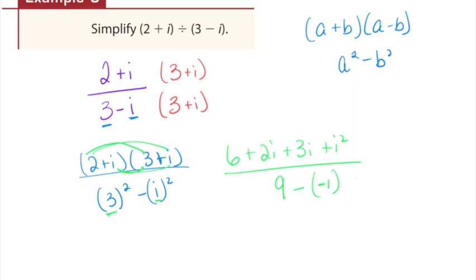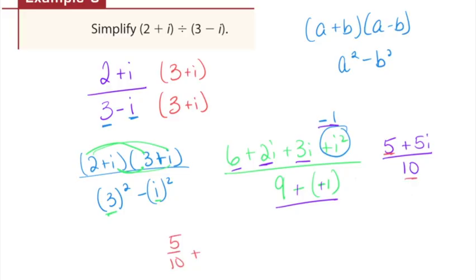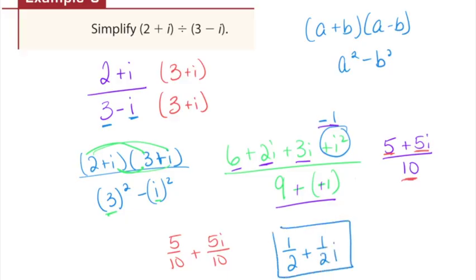All right, and so I can also replace this guy with a negative 1. And I have some like terms here. I have 6 minus 1 gives me 5. 2i plus 3i gives me 5i. On the bottom, I have 9 minus a negative 1. That is 10. And then I'm going to simplify this the same way I did the other one. I'm going to divide them out. So I'm going to put the 5 over the 10 plus the 5i over the 10. And then you can see that those will reduce. 5/10, that is 1/2. 5i/10 is 1/2 i. And that is my answer there.